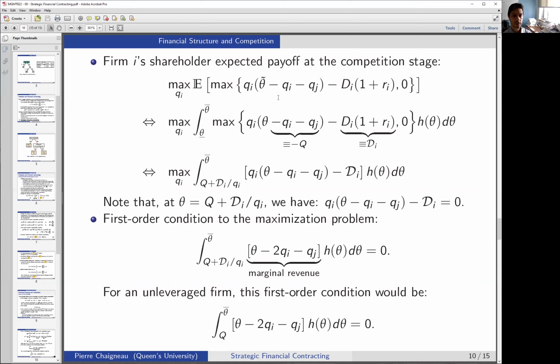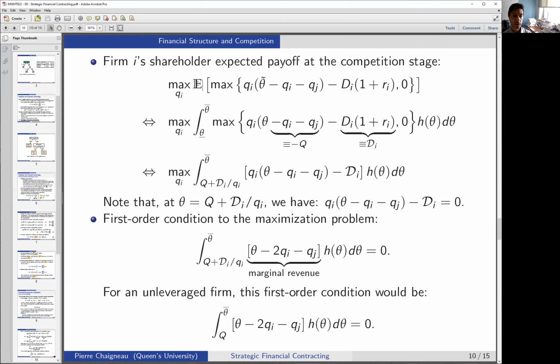So what is the payoff of the shareholder? The payoff that the shareholder will receive is equal to the output produced by the firm, QI, multiplied by the price at which it will sell its products, minus what the shareholder must reimburse to the lenders first. This is a contractual debt repayment. And because the shareholder is protected by limited liability, it gets the maximum between this and 0. In other words, he gets this if this is positive, otherwise the shareholder just gets 0.